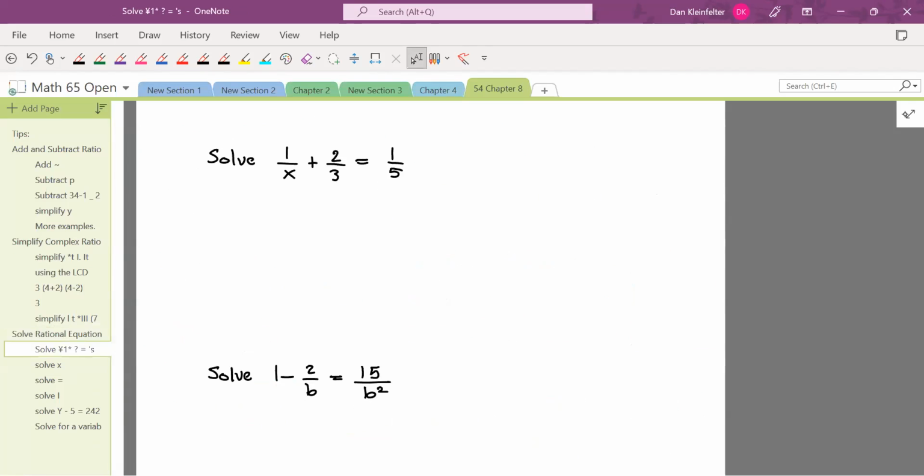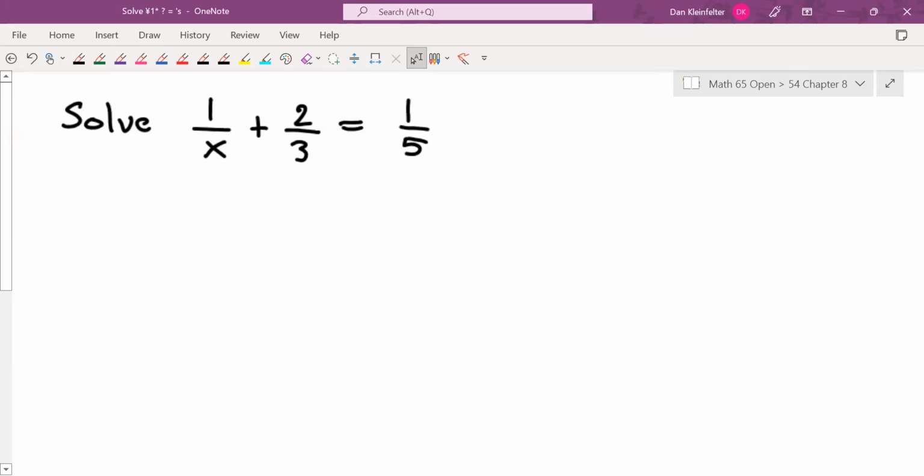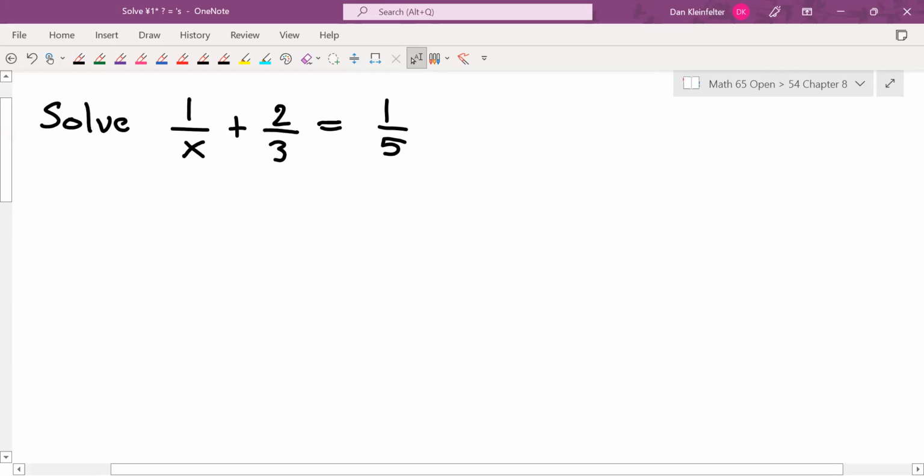All right, so the best way to see how this goes and to get good at it is with practice. And so let's try. Taking a look at this equation, 1 over x plus 2/3 equals 1/5. In this one, I can tell you right now that x can't be 0, right? Because if x were 0, we'd be trying to divide by 0, and that's forbidden. So x is not 0.